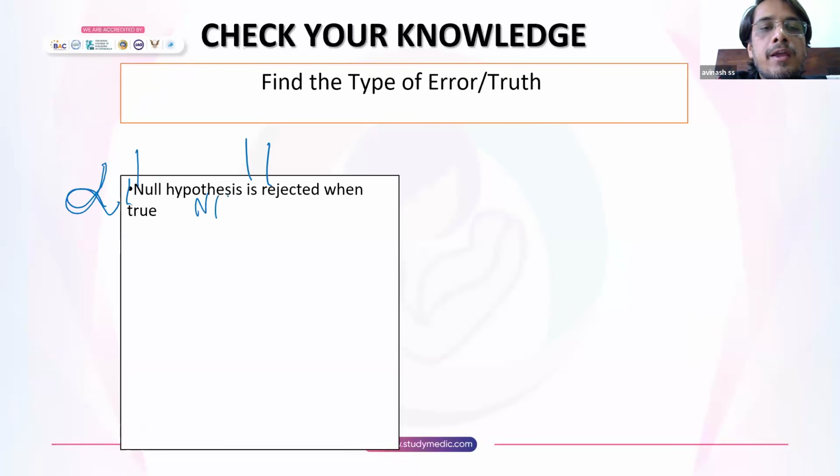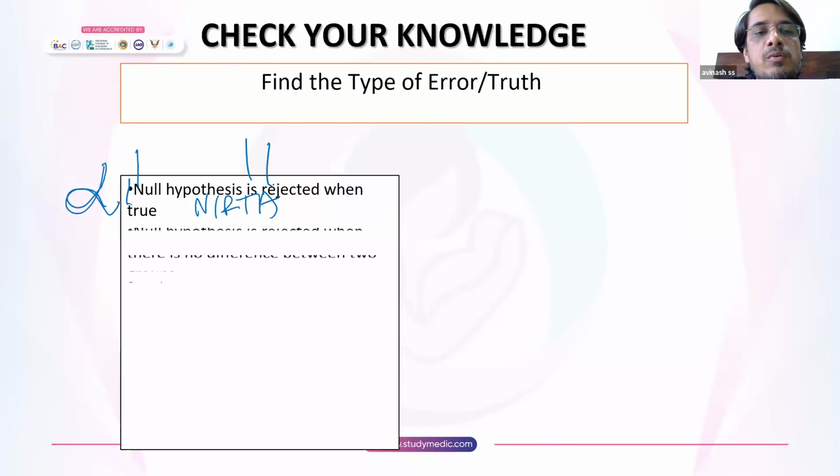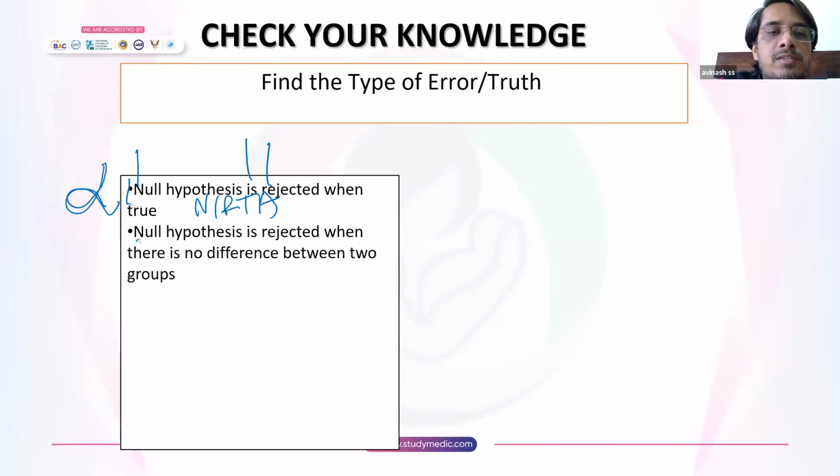Alpha error. We just now discussed that. The same sentence is now written in a different form. Null hypothesis is rejected. We know by this only that it is either power or alpha error when there is no difference between the groups.